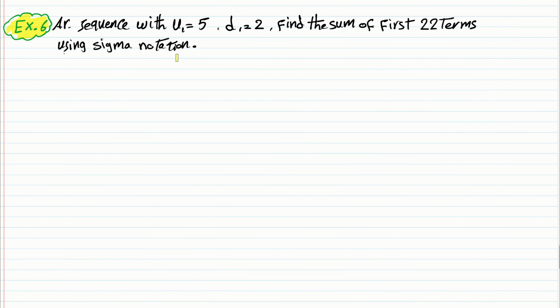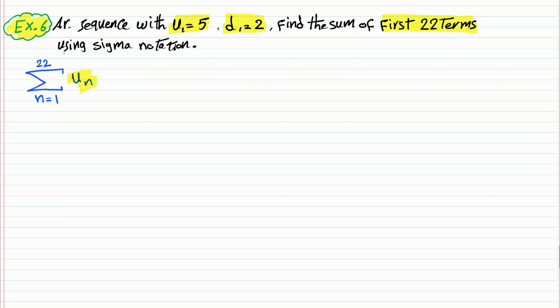In this example, you have an arithmetic sequence with first term 5 and common difference 2. Find the sum of the first 22 terms using the sigma notation. To use the sigma notation, we need the general term. You need the starting point, which is 1, and the ending point, 22, because it says find the sum of the first 22 terms. So starting from u1 to u22.